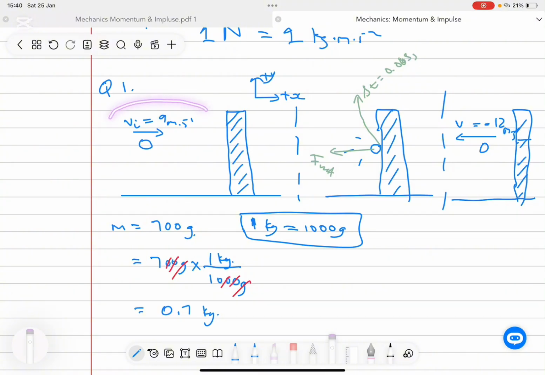And because this is a change in velocity, remember, we started with this velocity. Now we have this velocity after collision. It means it will be the final velocity. So here it will be before we collide with the wall. This would be during the collision with the wall. And this is after the collision with the wall.